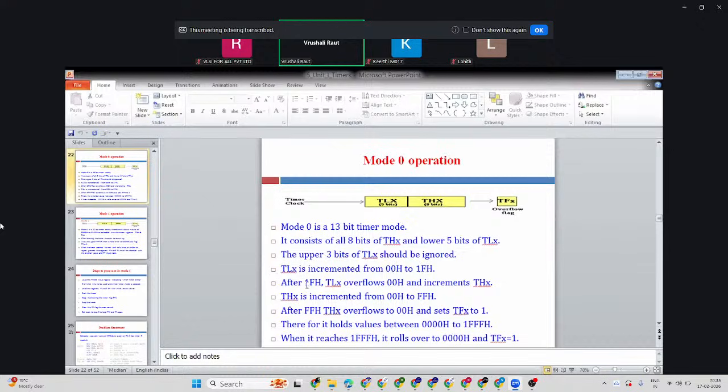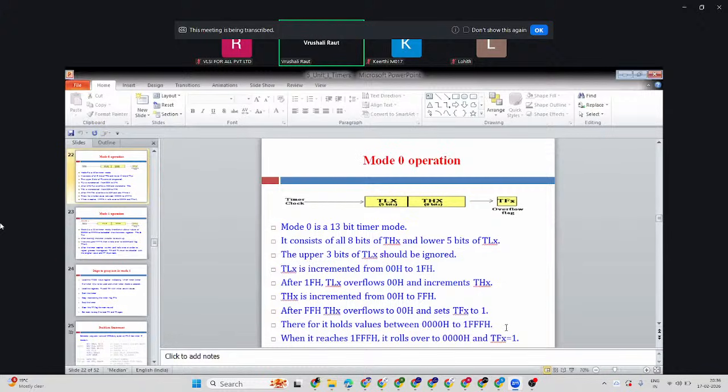And after 1F, TL overflows. Okay, and what will it do? It will increment TH. TH will increment from 00 to FF. So in total, what you are getting is 1FFF. Right? From where we started, 0000, we reached up to 1FFF. Okay, this much delay is possible.